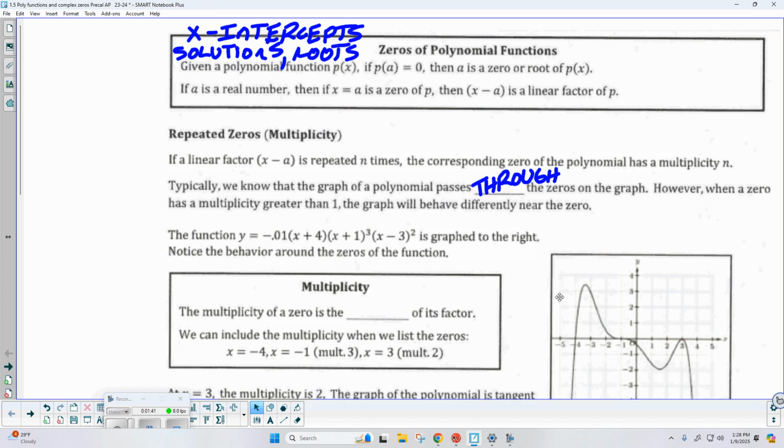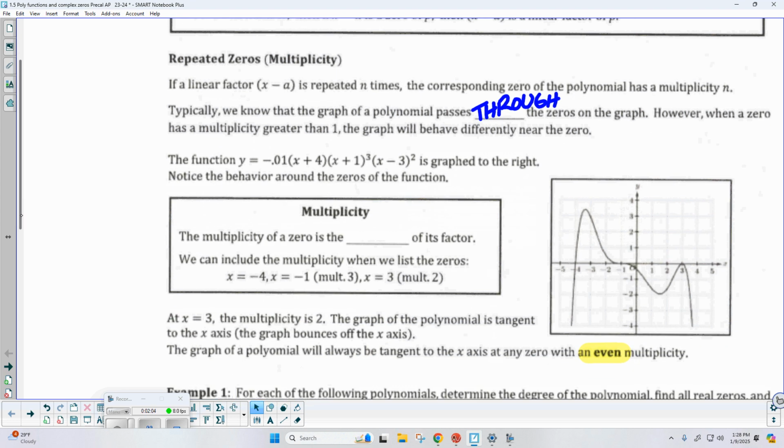So let's see what that means. If a linear factor, x minus a, is repeated n times, the corresponding 0 of the polynomial has a multiplicity n. Typically, we know that the graph of a polynomial passes through the zeros of the graph. However, when a 0 has a multiplicity greater than 1, the graph's going to behave differently near the 0. Okay, so let's look at an example. Let's kind of put this together.